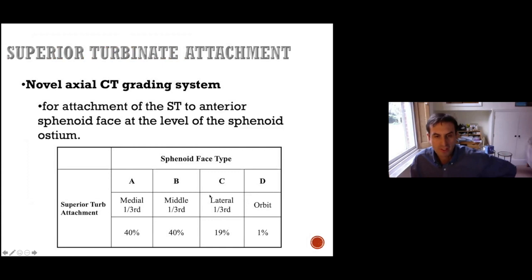So to think really about how you approach the sphenoid sinus, it's important to look at the superior turbinate on the preoperative CT scans. My colleagues in Vancouver did a little study a few years back where they looked at a series of CT scans and classified the attachment of the superior turbinate as to where it attached to the face of the sphenoid. And they showed that nearly 80% attached either in the medial or the middle third of the face of the sphenoid, with about 20% on the lateral third, and very few attaching to the orbit.